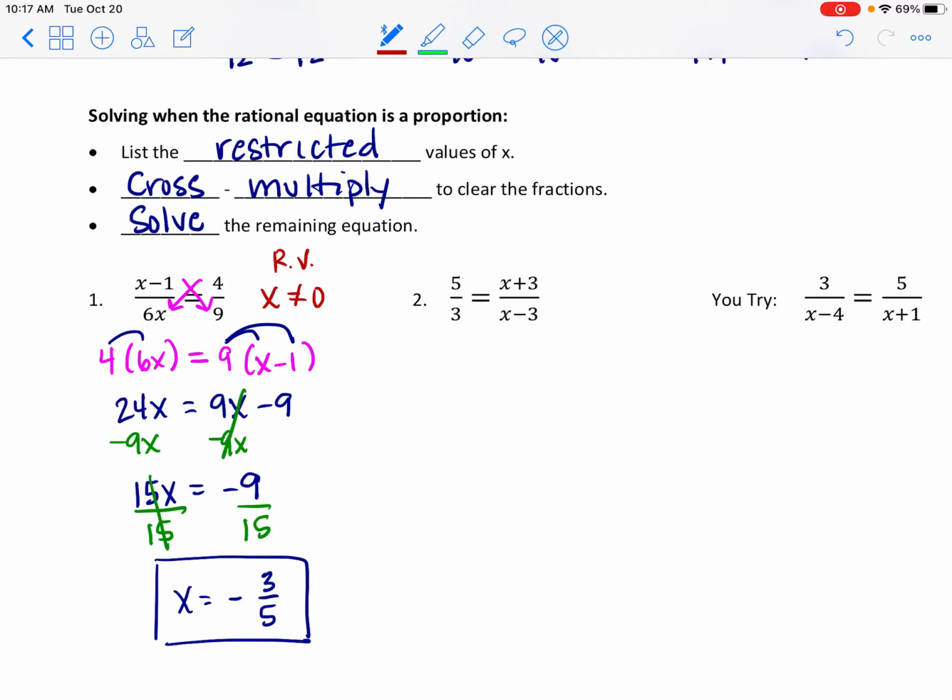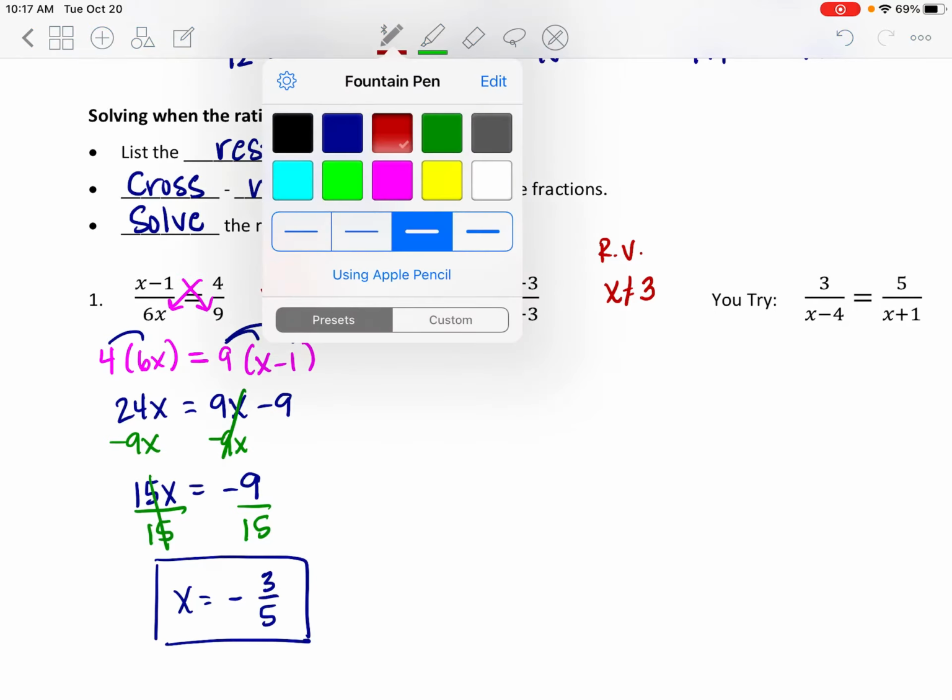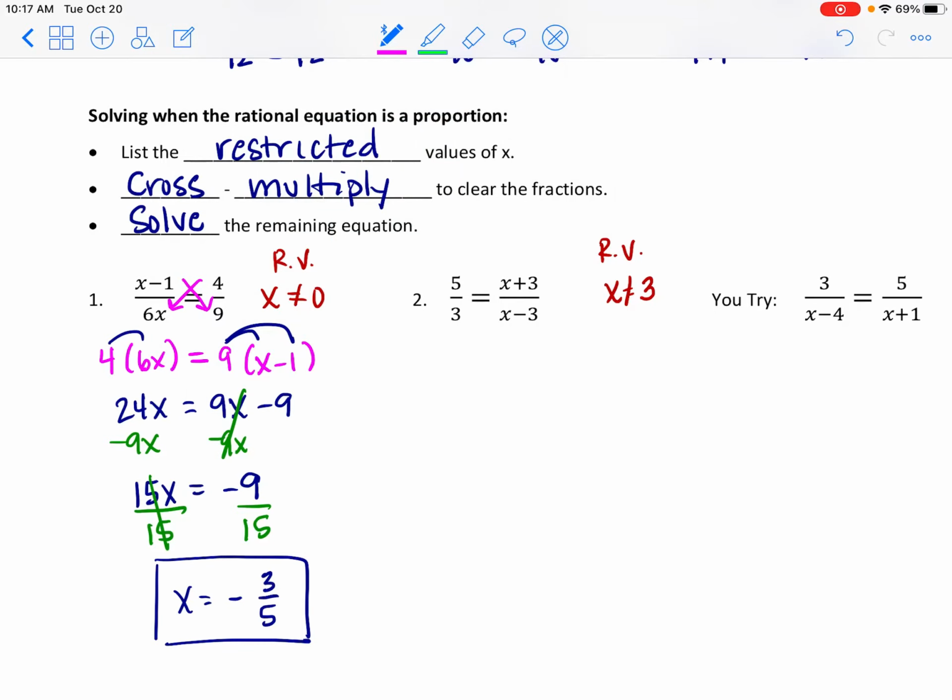We have a proportion number 2, one fraction equal to one fraction, which means their cross products are equal. Before I solve, though, I do have a restricted value. In this one, x cannot be 3, because a 3 minus 3 would make a 0 in the bottom of that fraction. So I know what x can't be. Let's cross multiply and figure out what it can be.